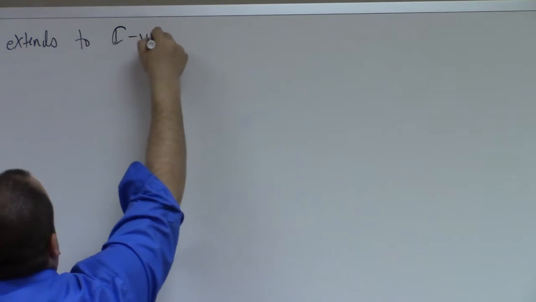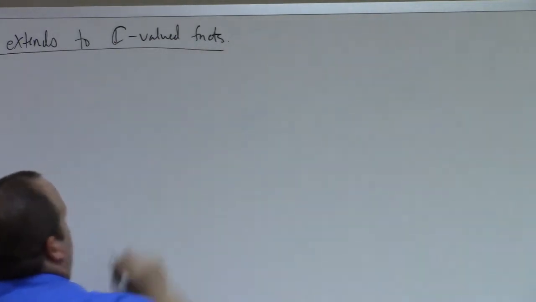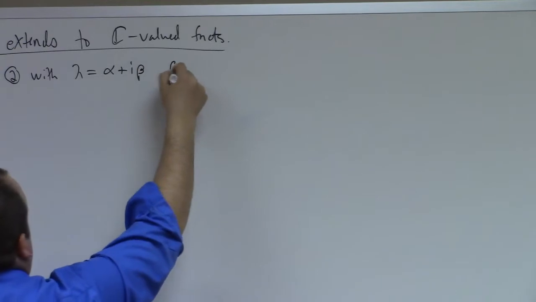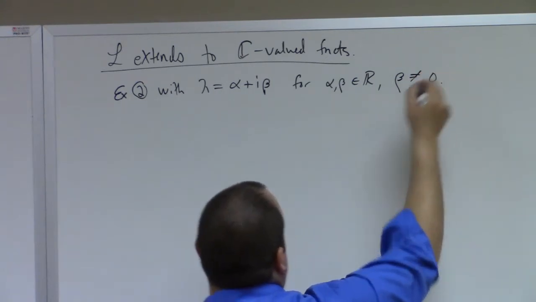So in fact, the Laplace transform extends to complex valued functions. Most complex variables books will have some chapter or section, at least, on Laplace transforms done in the complex domain. We don't need all that, but what we can do is look at example 2 complexified, with lambda equal to alpha plus i beta for alpha and beta real, beta not equal to 0, right?